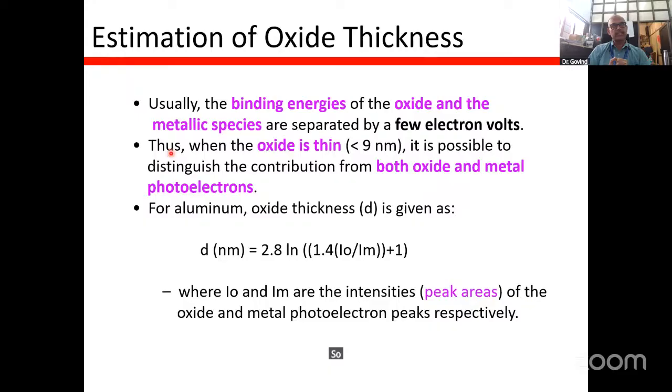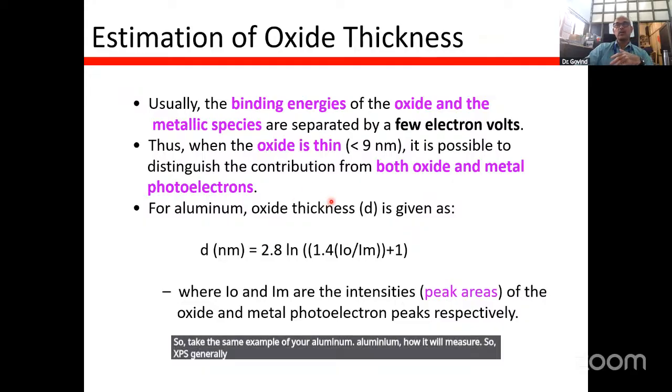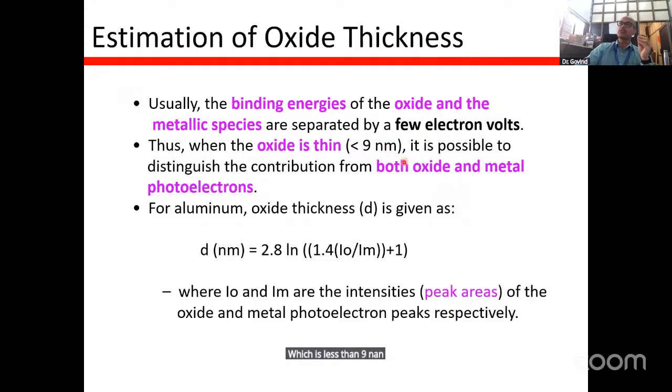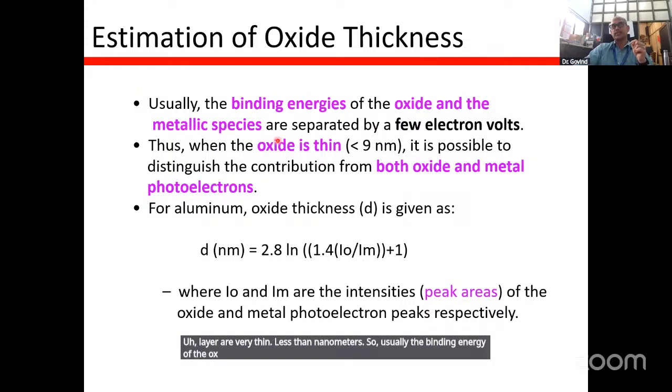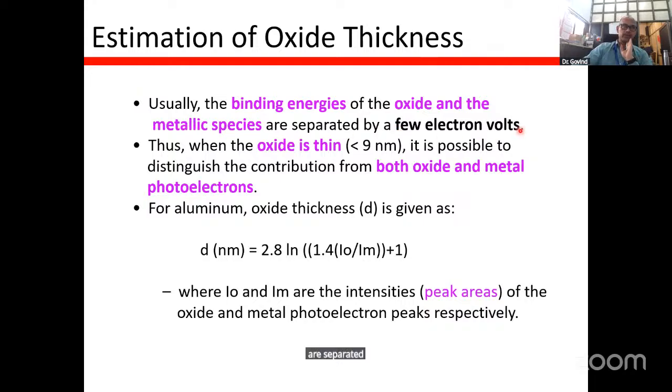So take the same example of aluminum. How will it be measured? XPS generally measures thickness which is less than 9 nanometer, and most of the time these oxide layers are very thin, less than nanometers. Usually the binding energy of the oxide and the metallic species are separated by a few electron volts. Thus, if the oxide is very thin, less than 9 nanometer, it is possible to distinguish the contribution of both oxide and metal photoelectrons.